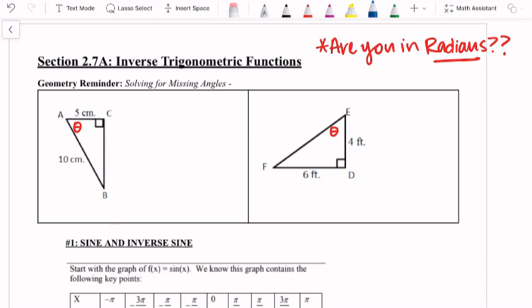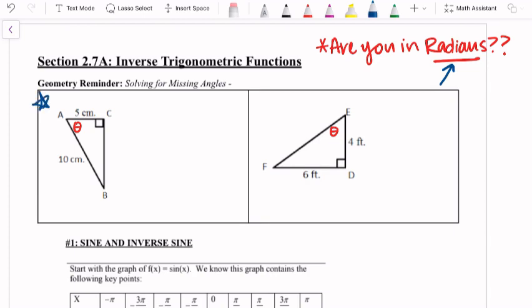Hey everyone, in this video we're going to talk about section 2.7a, which is about the inverse trigonometric functions. So we've always thought about inverse trig as an operation. Today we're going to see that it is a function. To start us off, first, make sure that you're in radians. You're going to need your calculator today, and you want to be in radian mode, not degree, okay?